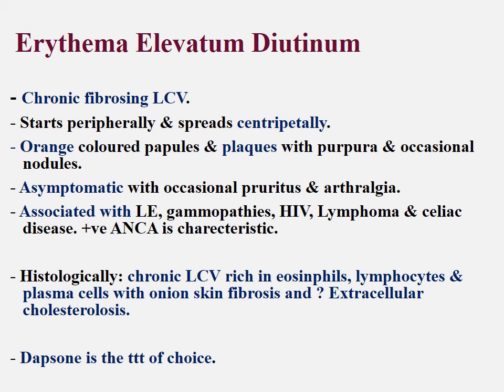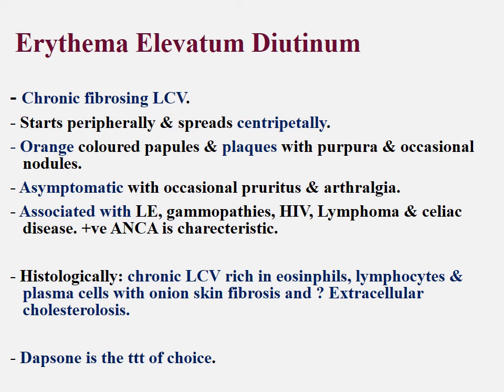The lesion starts as orange-colored papules and plaques with purpura and occasional nodules. When the lesions get older, they take a darker hue. Lesions are asymptomatic with occasional pruritus and maybe arthralgia in the joints underlying the skin lesions. Erythema elevatum diutinum may be associated with lupus erythematosus, gammopathies, HIV, lymphoma, and celiac disease, and positive ANCA here is characteristic for erythema elevatum diutinum.